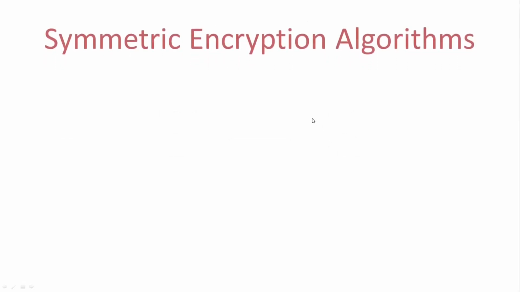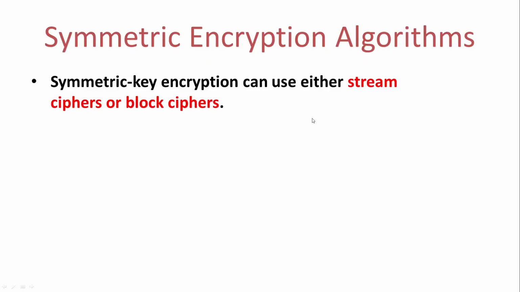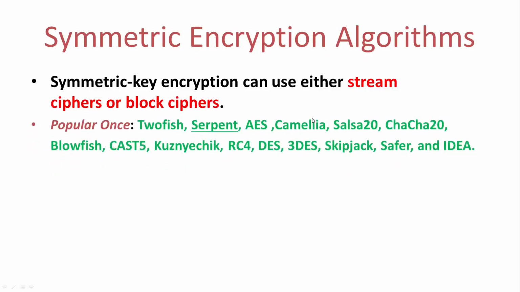Now there are many types of encryption algorithms that we have. Some are based on stream ciphers and some are based on block ciphers. The most popular one is AES, and we have many others: Twofish, Camellia, Salsa, ChaCha, Blowfish, CAST5, RC4, DES.